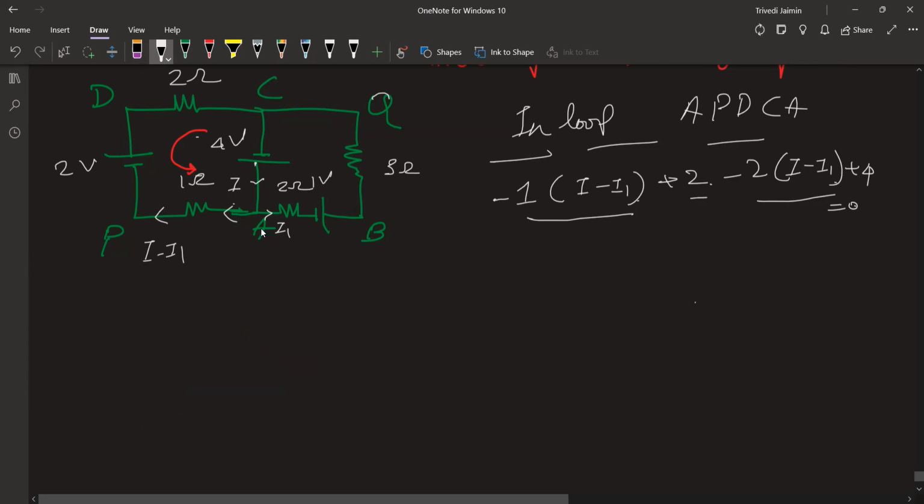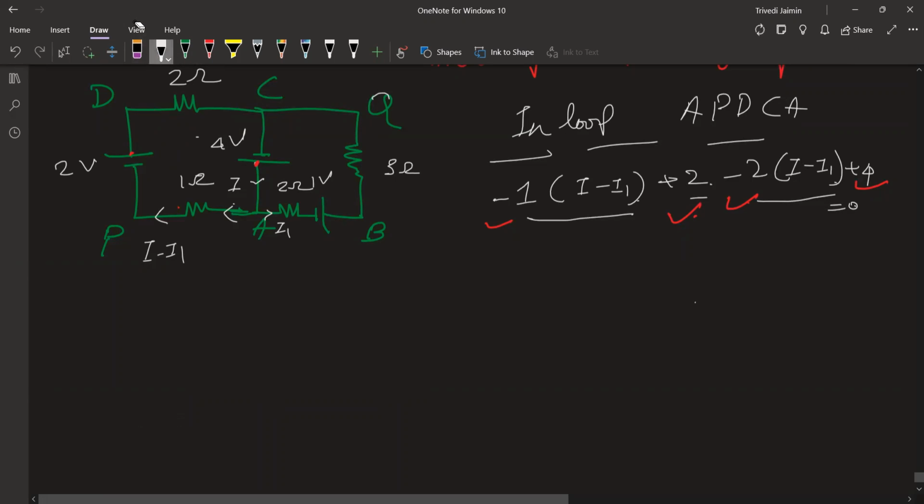Okay, so first of all, let's talk about this 2 volt battery. So 2 volt battery, when we are moving in this red color, this is touching first positive. So we got positive here. Then our direction and current direction is opposite. So -1 into I minus I1. Then here we are touching this 4 volt battery on positive side. So this is plus 4 volt. Same goes with current direction is here and our direction is this way. So we are getting -2. Now clear?